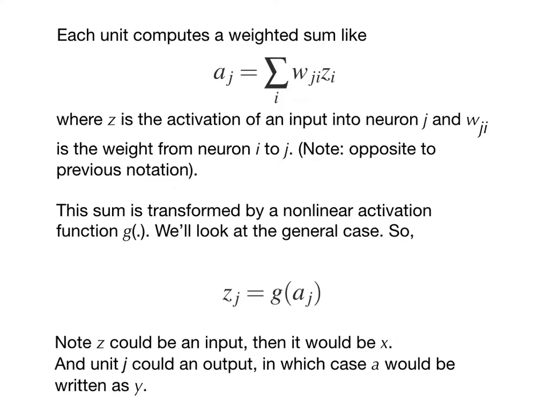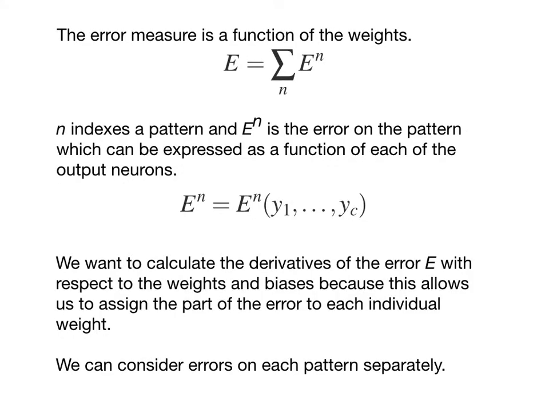The z_i's in that first line of maths could be inputs, in which case we'd replace those with x's, of course, because they're the inputs, and unit j could be an output, in which case the a would be a y. So we've got our activations and our outputs of the neuron. Now we're interested in the error measure. The error measure is going to be a function of the weights. We're interested in the error for pattern n, and we're going to sum up the error for each of the patterns, and that's going to be the total error.